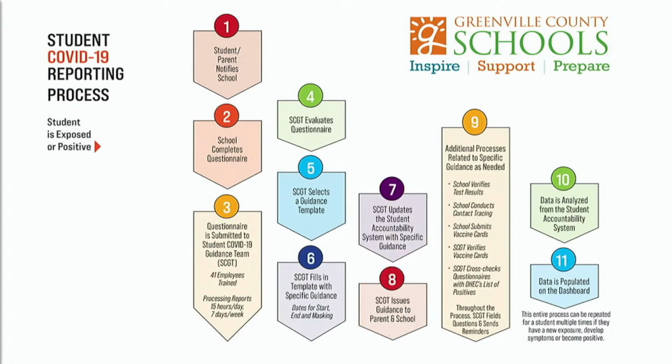All right, the second page is very similar. There are a few differences. This is the COVID reporting for students. They're exposed or they're positive. And you follow the very same chain. When you get to number 3, you'll immediately see one difference. There are 41 employees handling that reporting process.